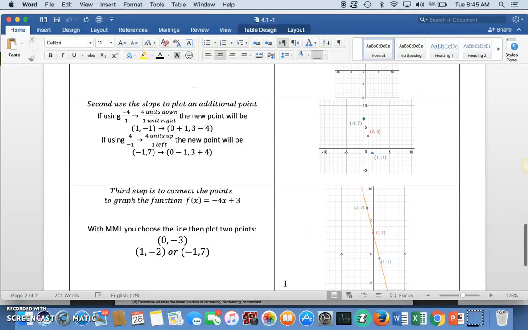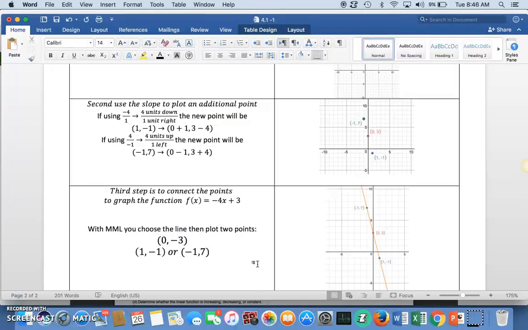That's the actual arithmetic that goes on, but you can visually see. To me, it's easier to visually see it than it is to figure it with arithmetic. And then the last thing, of course, that you would want to do is to connect those points by drawing a line. With your MyMathLab, you will choose the line, click on the line, and then you will choose the y-intercept, and then one of the other 2 points that you found, either the 1, negative 1, or the negative 1, 7. One of those 2 you can use, and it would produce your line for you.